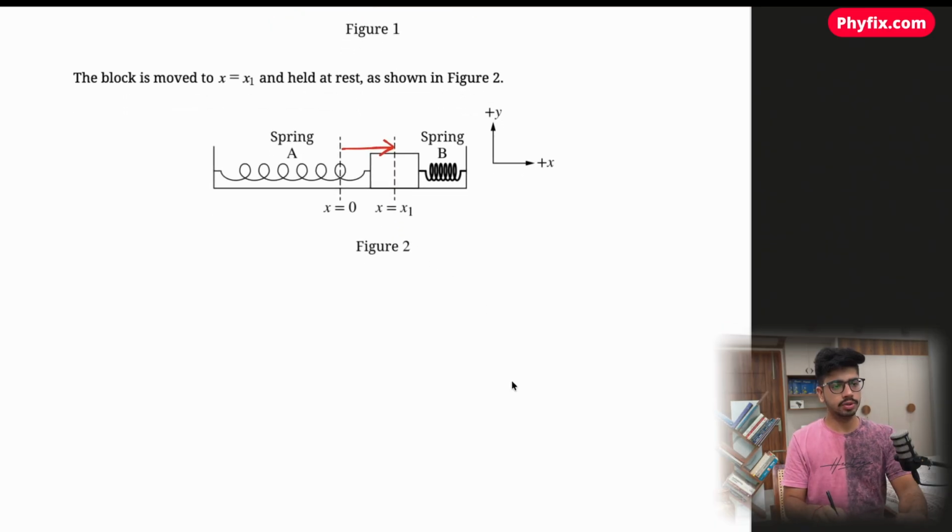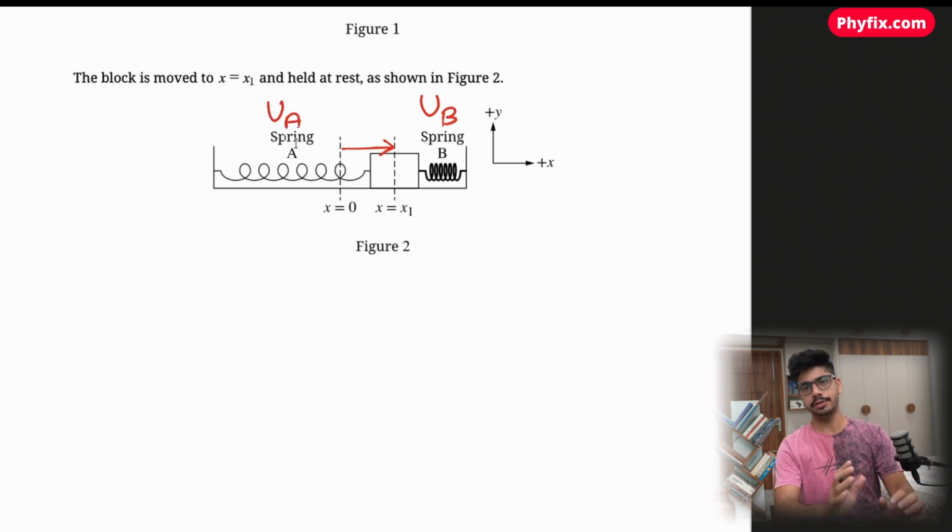As you compress this one, this spring gets compressed, so some energy gets stored in the spring. That energy we call spring potential energy in the system. I'm going to call this the potential energy of B, and this the potential energy of A. This spring B is compressed by x1, and simultaneously this spring is stretched, so it will also store some potential energy due to the x1 displacement.